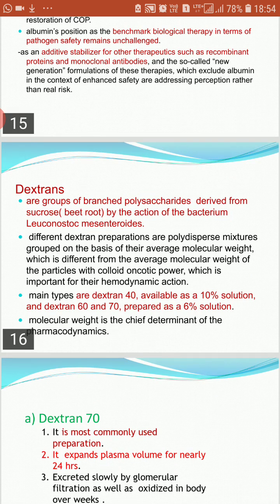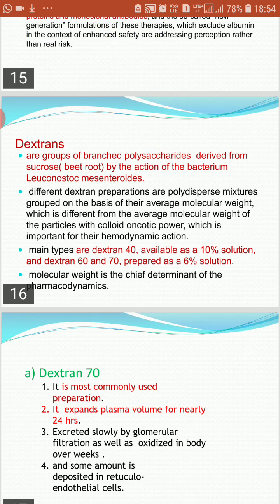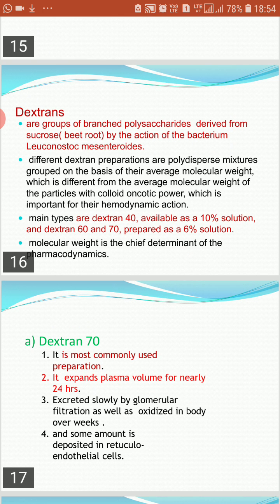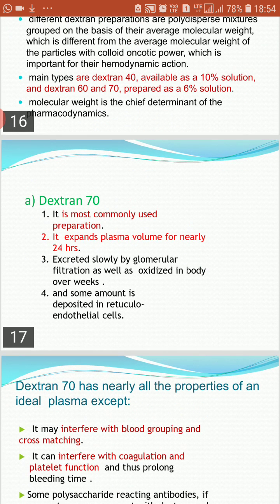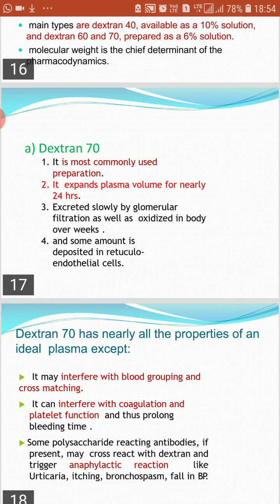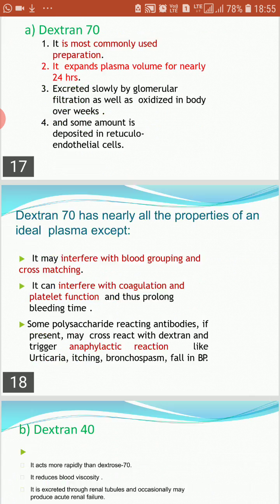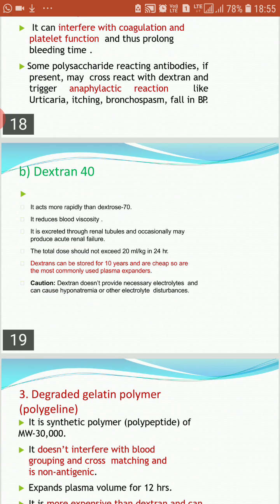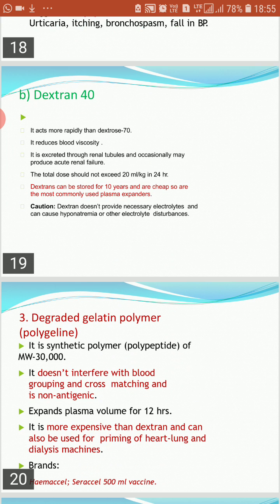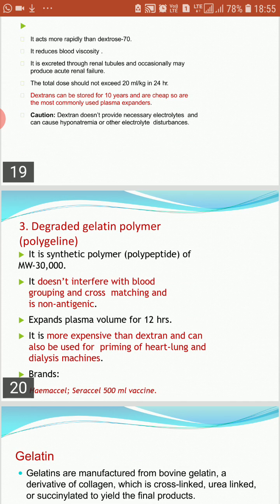Dextrans have the advantage of being cheaper, so that is why they are most commonly used, and have a longer shelf life. They need not be isolated from plasma as in the case of albumin, and they are synthesized by the action of bacteria on beetroot. Dextran 70, 40 and 60 are the three preparations. Dextran 70 is most commonly used, expanding plasma volume for 24 hours. But the disadvantages are they interfere with coagulation and blood grouping. Anaphylaxis can also be produced.